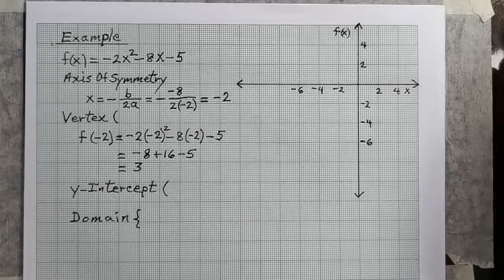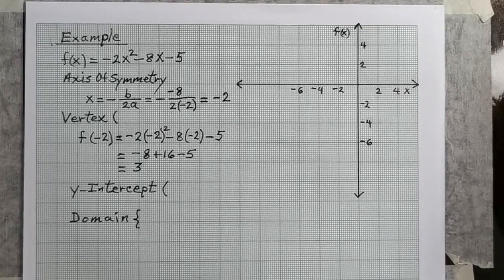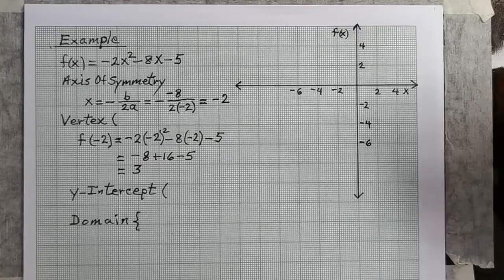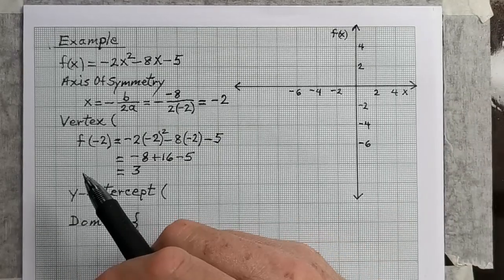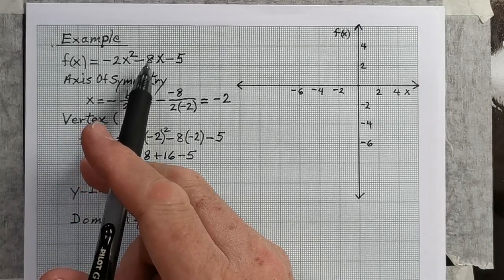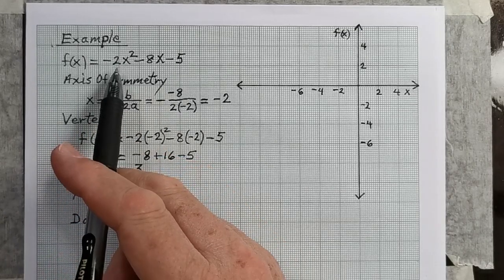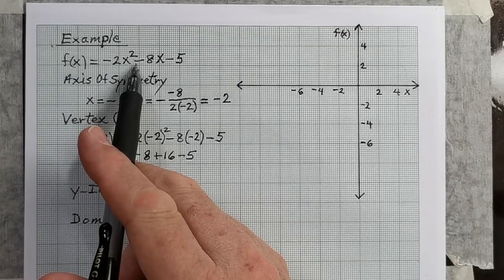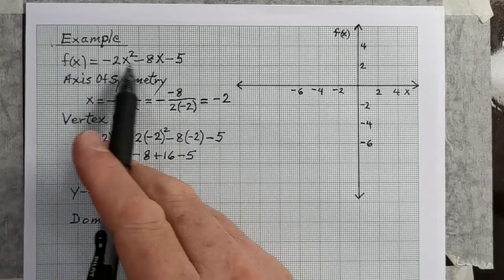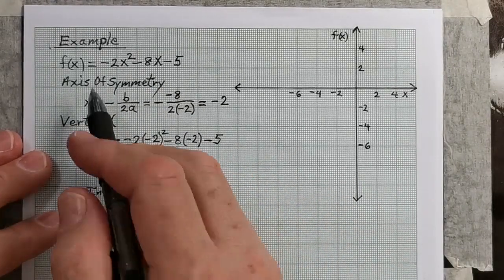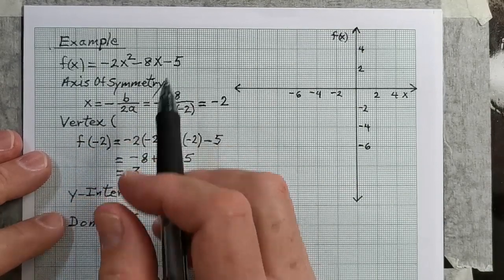Okay, let's go ahead and get started on this example problem. I'm going to try to do everything we can with this. We'll thoroughly investigate this function: f of x equals minus 2x squared minus 8x minus 5. Notice that a is negative 2, b is negative 8, and c is negative 5. This is in standard form. A, b, and c are as indicated: negative 2, negative 8, negative 5.